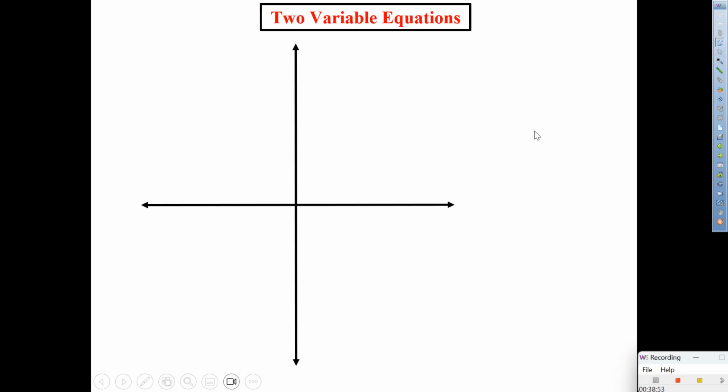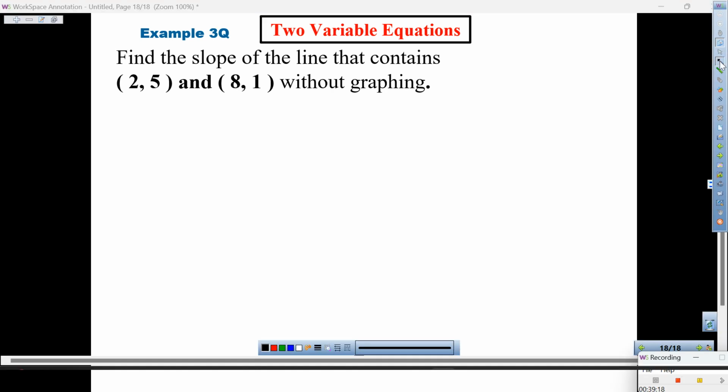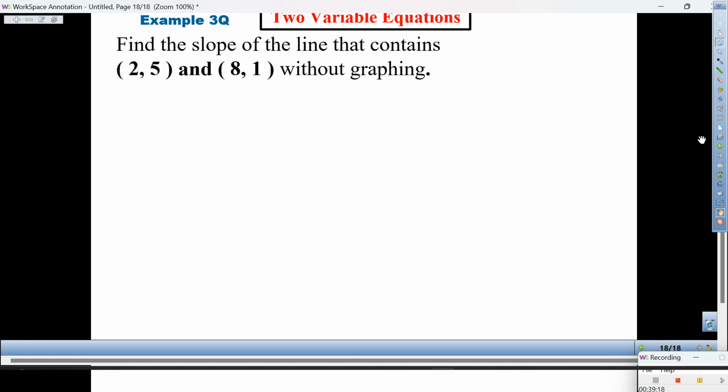Shall we? Copy this, example 3, Q. And it reads, find the slope of the line that contains (2, 5) and (8, 1) without graphing. Without graphing. Find the slope of the line that contains (2, 5) and (8, 1) without graphing. Let's do this one together. Like I said, this is review, but I'm going over it step by step to make sure we got it.